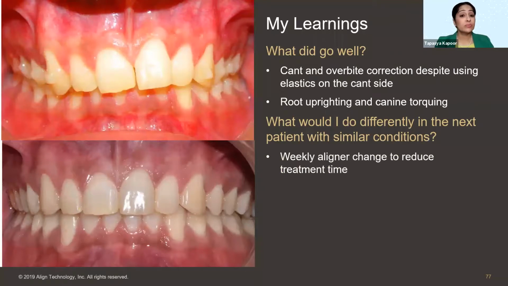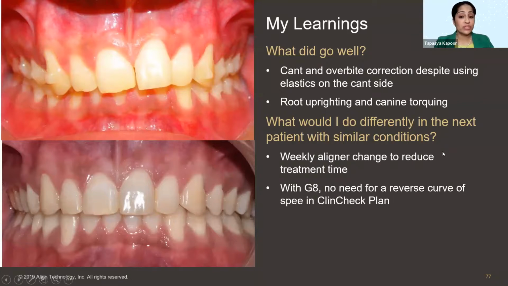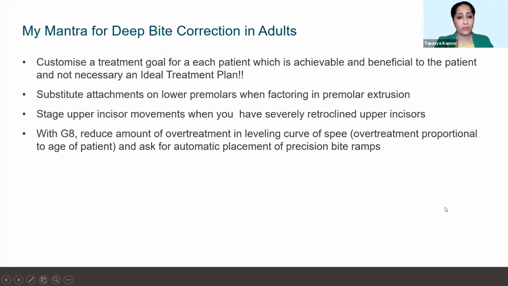Now, what would I do differently? A, today I would do probably weekly aligner changes if he's a compliant patient because he was a young adult. And B, again, now we have G8. Like in my second plan I did, I would overcorrect my curve of Spee. I would probably not need to do that anymore.